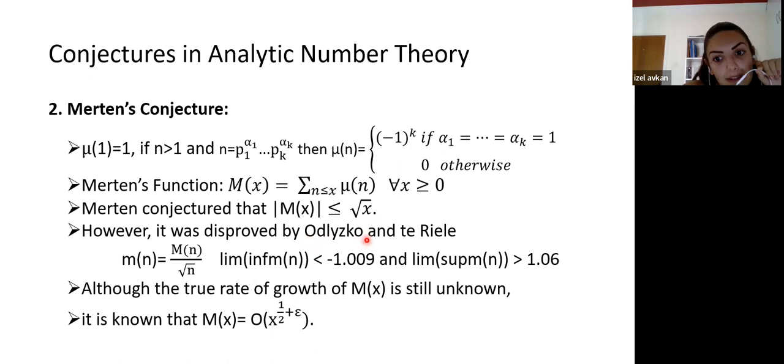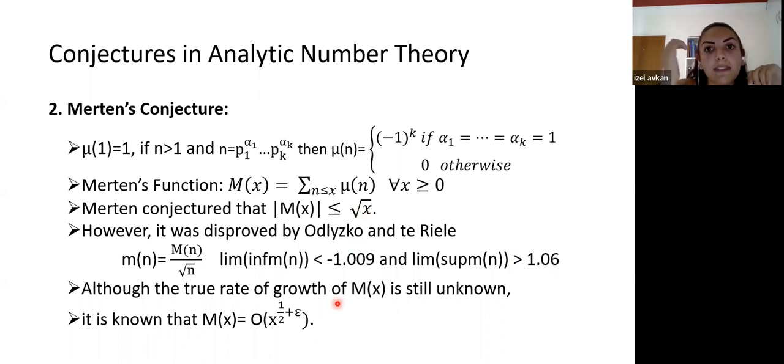But Odlyzko and te Riele disproved Mertens claim in a different manner. They defined a new function, small m, as the ratio of big M and the square root of n. And if this small m is between -1 and 1, then Mertens conjecture will be true. However, they showed that the limit infimum of m is less than -1, and the limit supremum of m is greater than 1.06. So this says that Mertens claim was wrong, and it is not less than or equal to the square root of x. And we still don't know the true rate of growth of M of x.